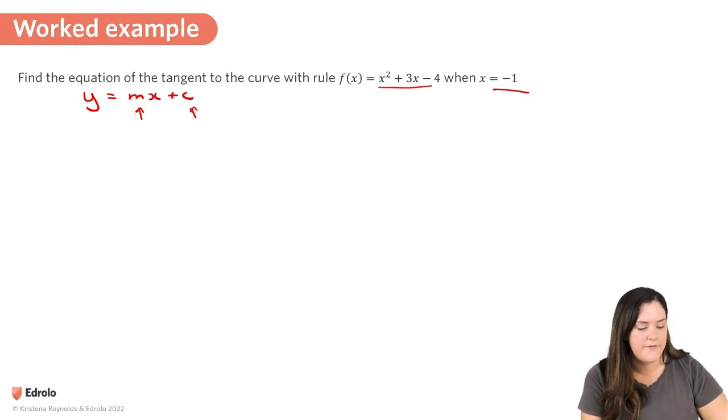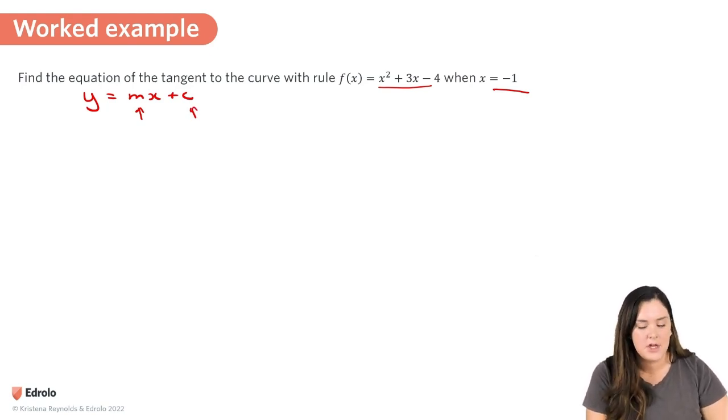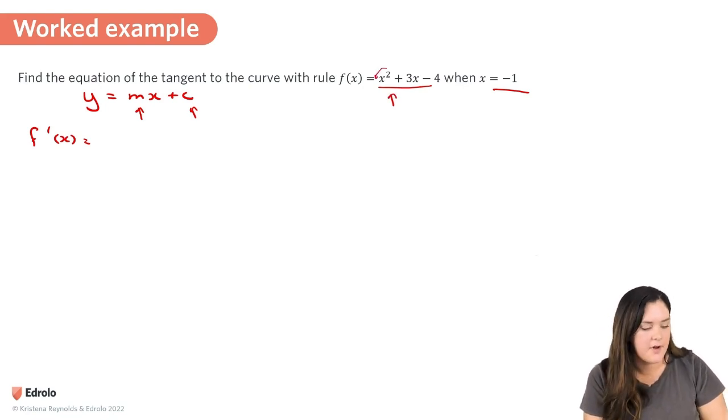So firstly, finding m, finding the gradient, we need to differentiate. So starting that off, we write f dash x and differentiate this function here. So we bring this 2 to the front there, so we get 2x, and then ignore that x there, so we get 2x plus 3.